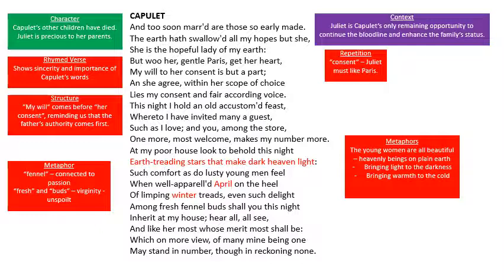And he uses lots of imagery about heaven and earth, about light and darkness, and also about April and winter, which really does just emphasize how young women were viewed at the time. Their beauty just made life a lot better.